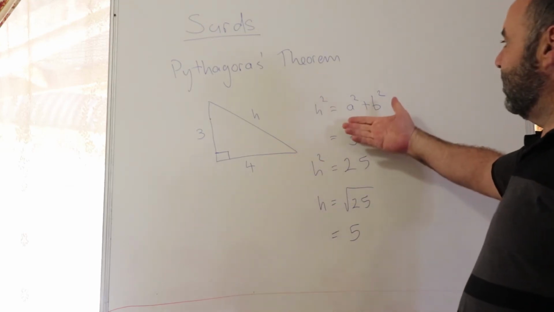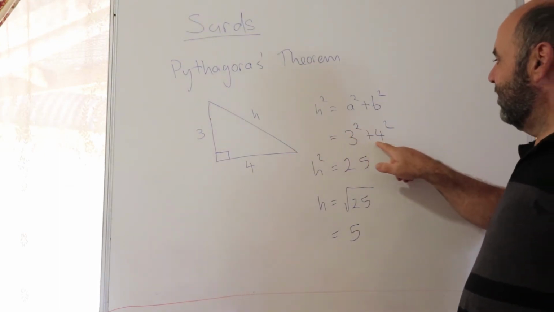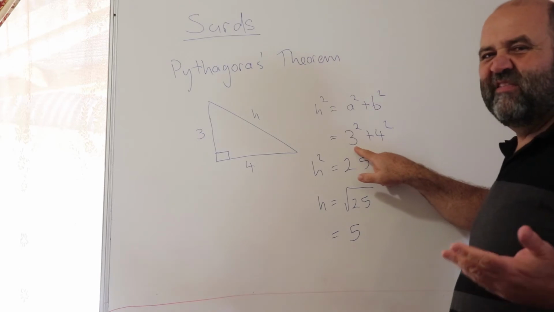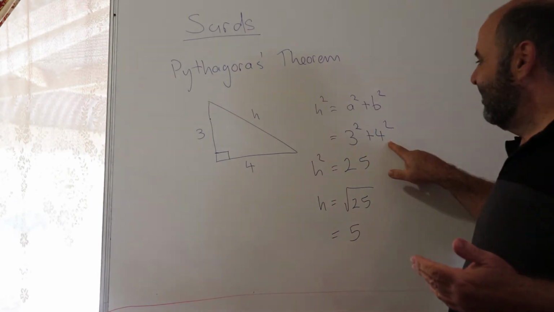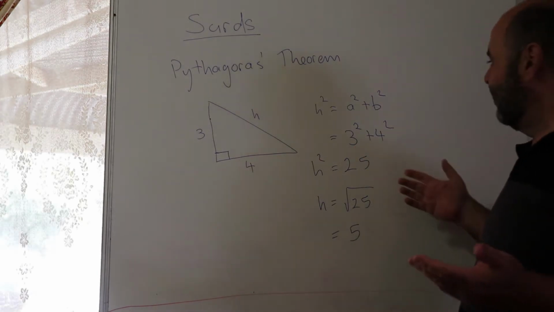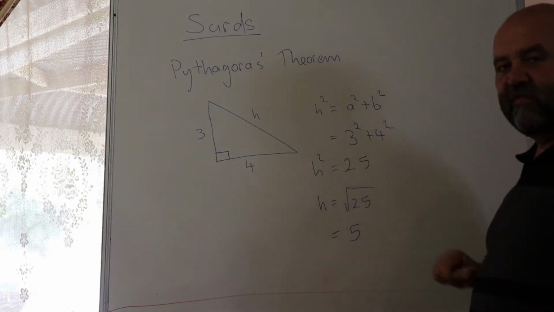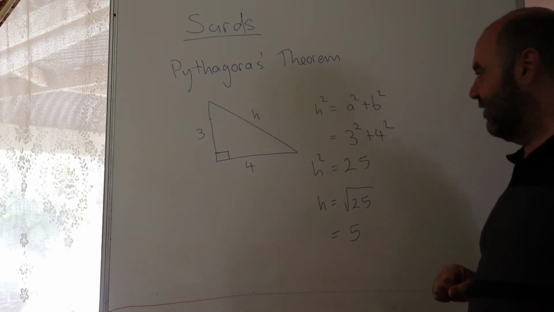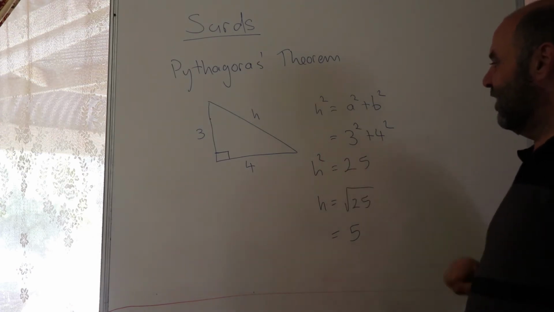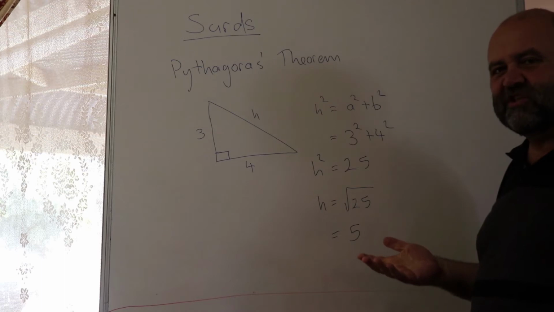And that's what we see here, right? So h squared is 3 squared plus 4 squared. Well, 3 squared is 9, 4 squared is 16, and 3 squared plus 4 squared is 25. So h squared equals 25. Forgive some of the background noise there, folks. h squared is 25. So what's h?